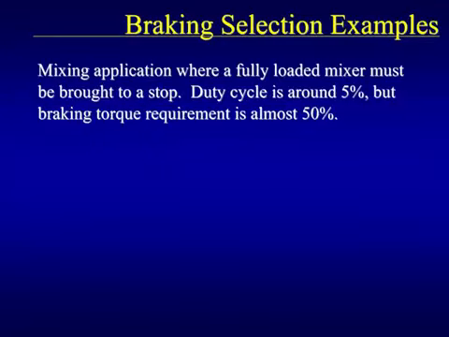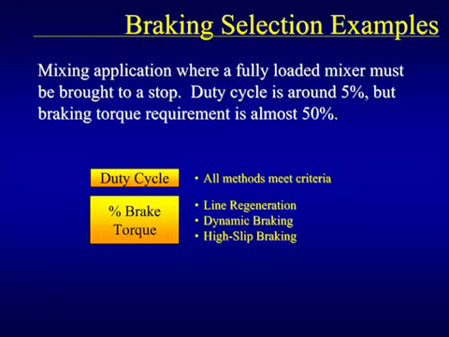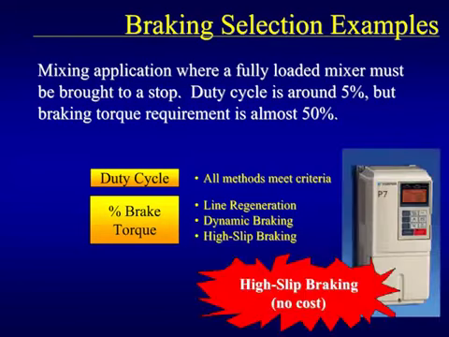Consider a mixing application where a fully loaded mixer must be brought to a stop. The duty cycle is around 5%, but the braking torque requirement is almost 50%. Comparing the application to the duty cycles provided for each braking method, all braking methods meet the duty cycle requirements. However, DC injection is not capable of meeting the braking torque requirements. This leaves line regeneration, dynamic braking, and high slip braking as the available methods. Because the application is a high inertial load, the high slip braking method would be the best method because it meets the requirements and it requires no additional cost.